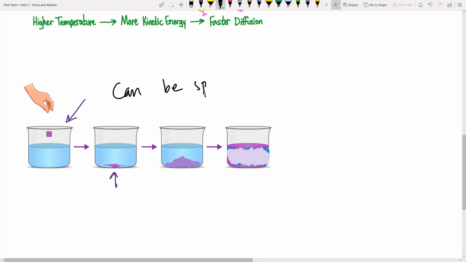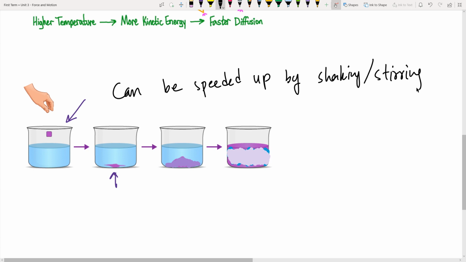It can be speeded up by shaking or stirring, what I am calling mobility, that you physically shake this around, assisting in the diffusion. So you can do that, or you can increase the temperature to get this thing done.